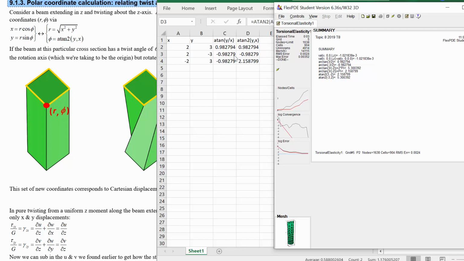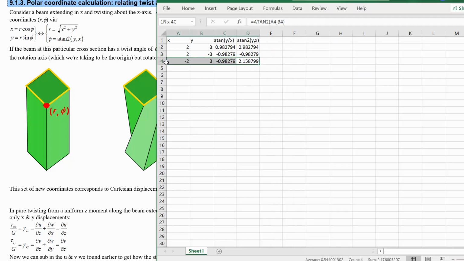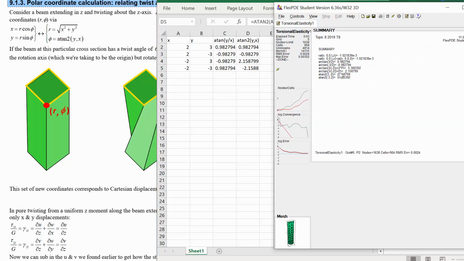when you are in quadrant 4. What about if you are in quadrant 3? So we've got both things negative. Then it gives you a negative number here. So FlexPDE's version is always giving you a number in the range of 0 to 2 pi for arctan2, whereas Excel is giving you a range of negative pi to pi. So always test out how the arctan2 function is implemented in the particular programming language that you're going to use before you go off and use it.